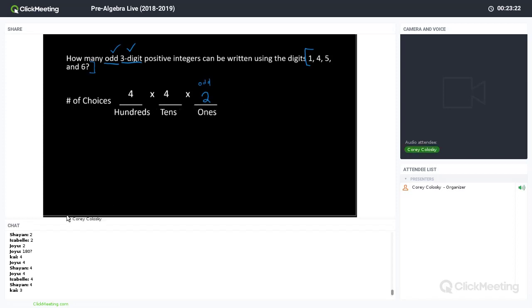So we have 4 options for the hundreds place, 4 options for the tens place, 2 options for the ones place. You multiply that all together, 4 times 4 times 2, to get 32 possibilities. All right, and that's your answer, 32.